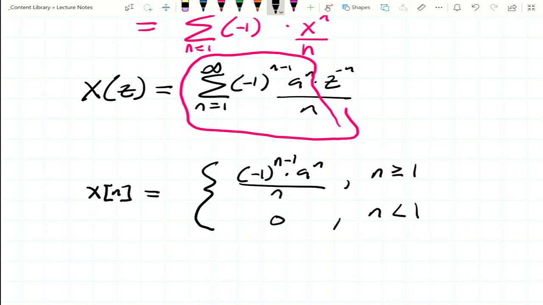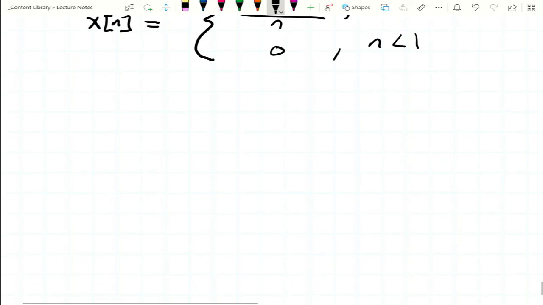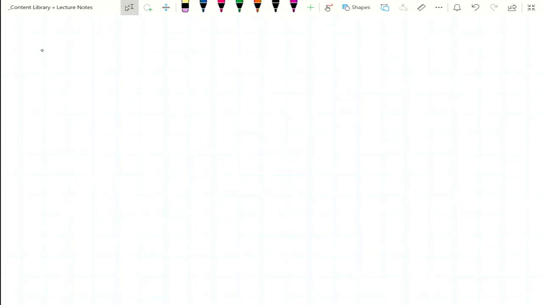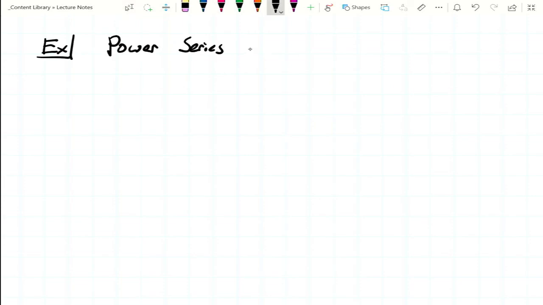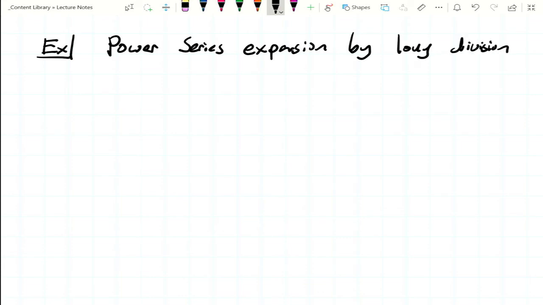All right, let's do one last thing before we call it a weekend. We can do power series expansion by long division. It's got a lot of big words in it, man. Power series expansion by long division.